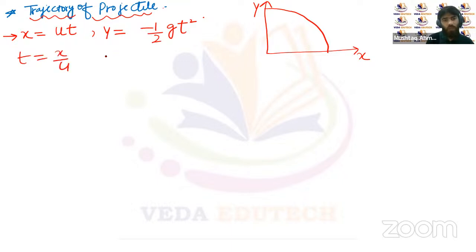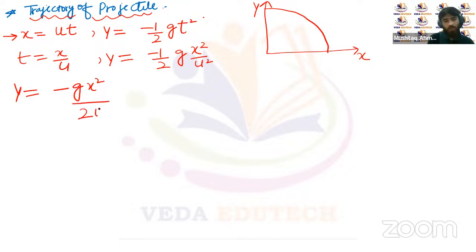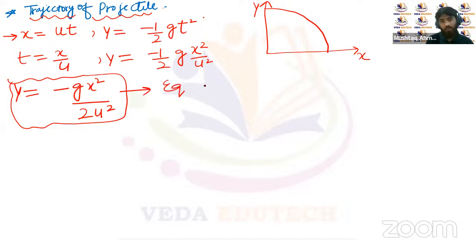If we put the value of t in this y as x upon u, it will be minus half g times t square, so it will be x square upon u square. So the value of y is going to be equal to minus gx square upon 2u square. This is the equation of trajectory for this projectile.